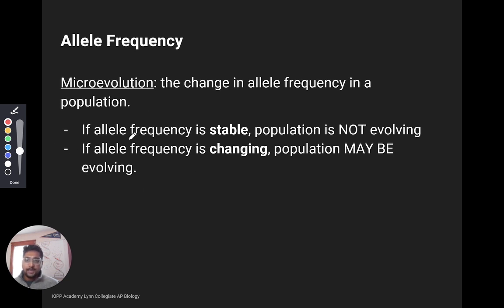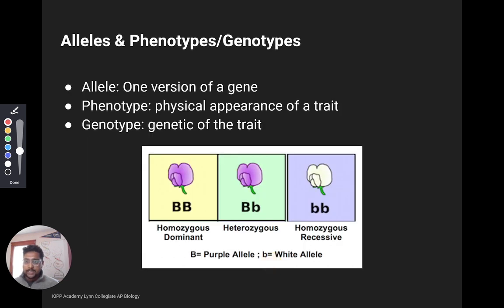Essentially, if the allele frequency is stable, then the population is not evolving. However, if the allele frequency is changing, then the population may be evolving. It's possible that the population is evolving. So we are looking for changing allele frequencies when thinking about a population. And again, the allele is the version of the gene. So we're looking for a change in the frequency of the amount of times that either capital B or lowercase b appears in a population.